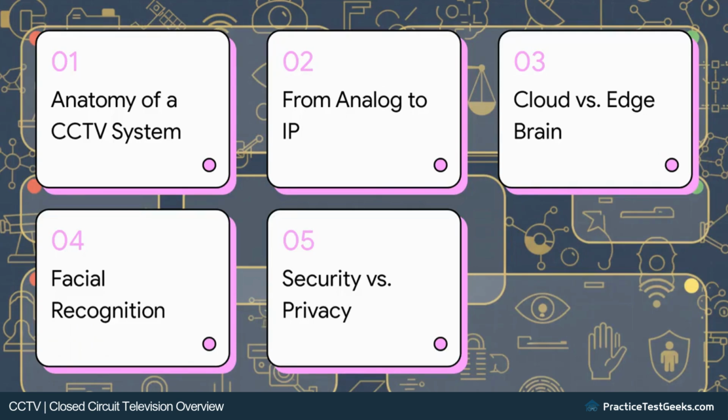All right, so here's the plan for today. First, we'll break down the basic anatomy of a CCTV system. Got to know the fundamentals, right? Then we'll jump into the big leap from analog to IP. After that, it's the really cool stuff, the battle of the cloud brain versus the edge brain. And of course, we have to talk about the huge dilemma around facial recognition, which leads us straight into the big question. How do we balance security and privacy?